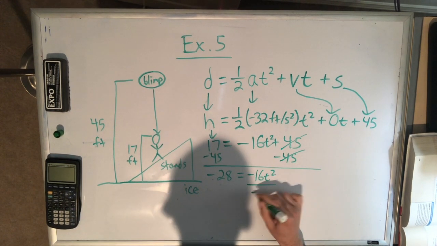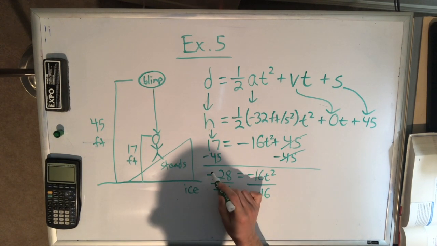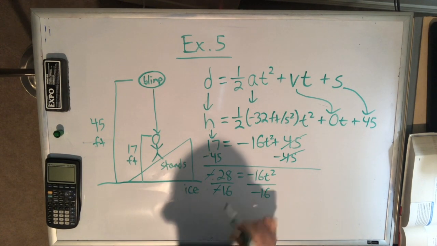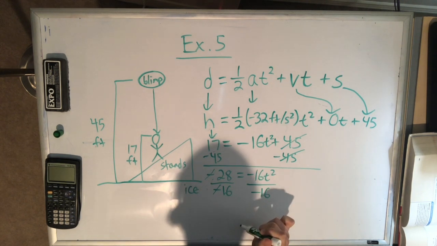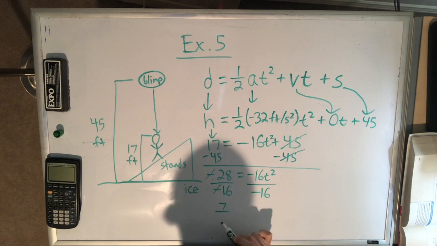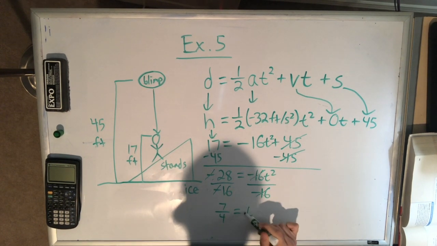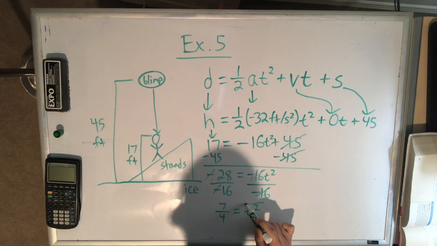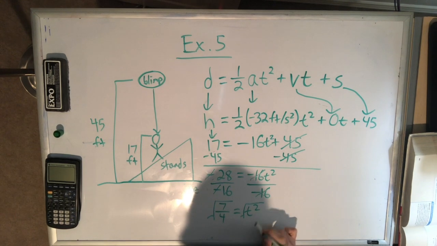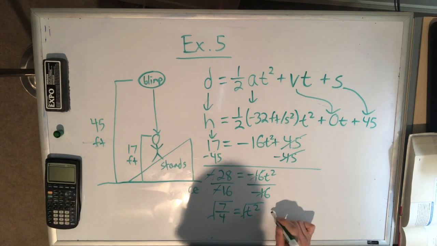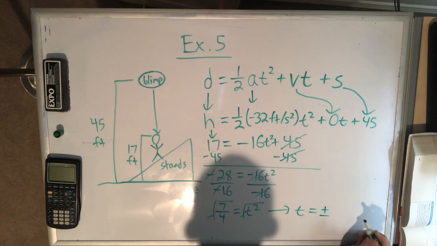Divide each side by negative 16. The negatives cancel out. And then 28 and 16 can be simplified by dividing top and bottom by 4 to get 7 over 4 equals t squared. The variable squared has been isolated, so square root each side. Square root of t squared is t. And then plus or minus.